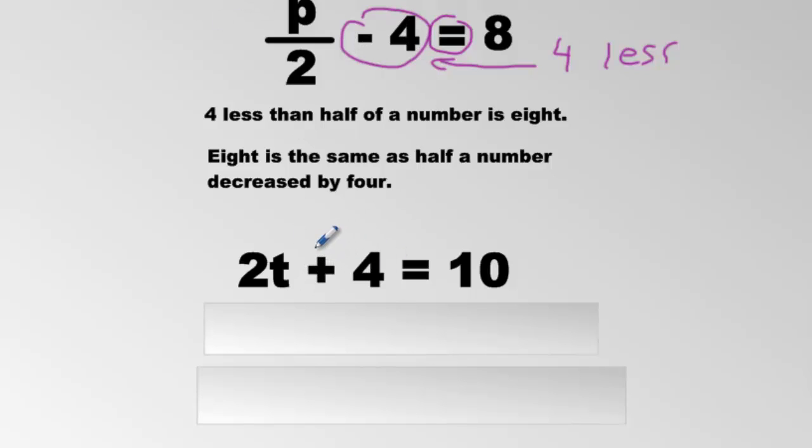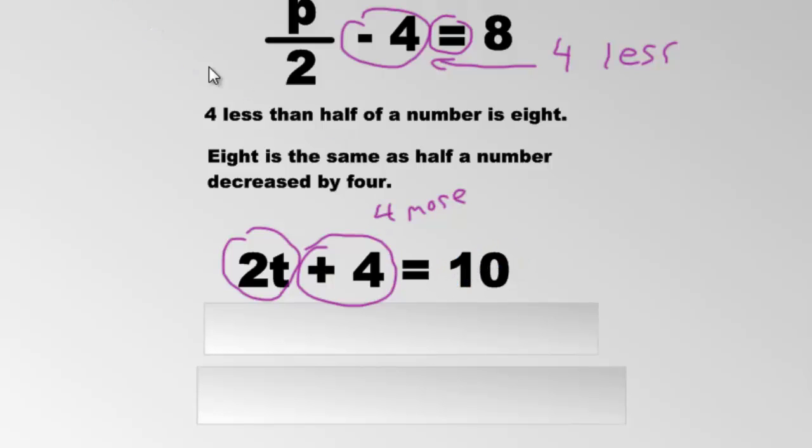Now what I see here is I see 4 more. Here was 4 less, here's 4 more. And I see over here that a number is being multiplied by 2. That's not halving, that's doubling. You multiply by 2, you double. You multiply by 3, you triple. You multiply by 4, the code for that is quadruple. But back to this here, we're just timesing by 2, we're doubling. So we could say 4 more than double a number is 10.